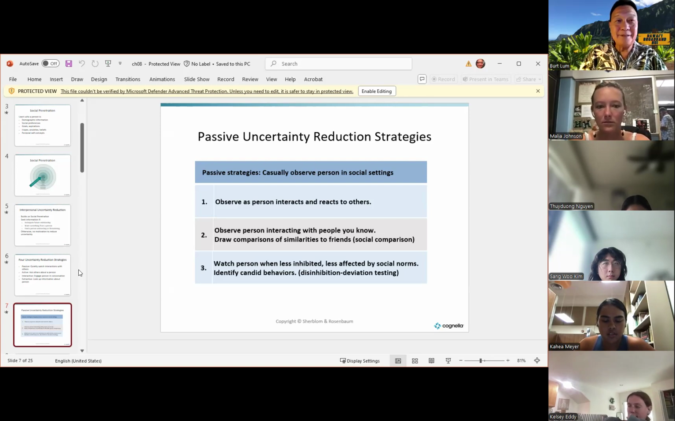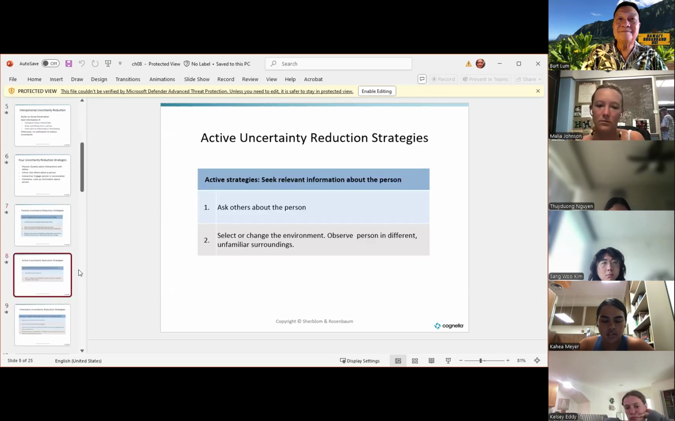So I've seen that happen. I've seen that happen here. I've seen that happen in Japan as well. Okay, active uncertainty reduction strategy. So this active strategy: seek relevant information about the person.